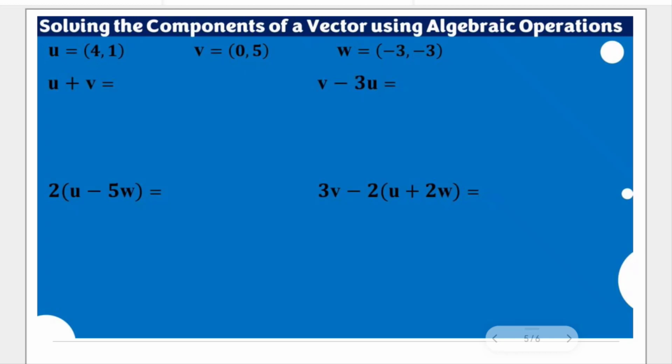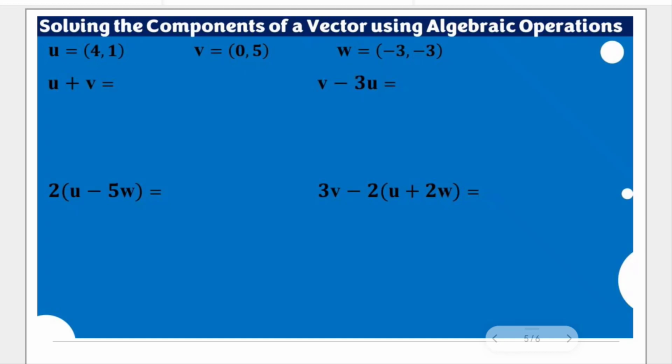Now, we are going to solve for the components of the vector, which is a result of the following algebraic operations on vectors. Using the given, for vector u, you have the components 4 and 1. For vector v, you have 0, 5. And for vector w, you have -3 and -3. The first step here is to find the resulting component of the vector for the operation u plus v.